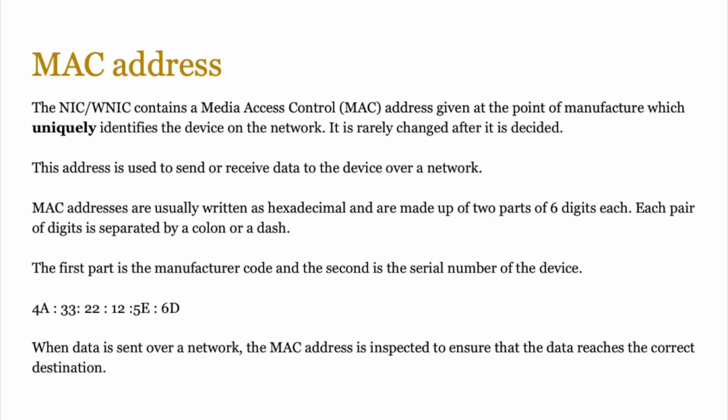MAC addresses are usually written as hexadecimal and are made up of two parts of 6 digits each. Each pair of digits is separated by a colon or a dash. The first set of 6 digits is the manufacturer code, and the second set of 6 digits is the serial number of the device. And it looks like the address on screen, 4A:33:22 and so on. When data is sent over a network, the MAC address is inspected to ensure that data reaches the correct destination. Every data packet will have a sender's MAC address and a destination MAC address.